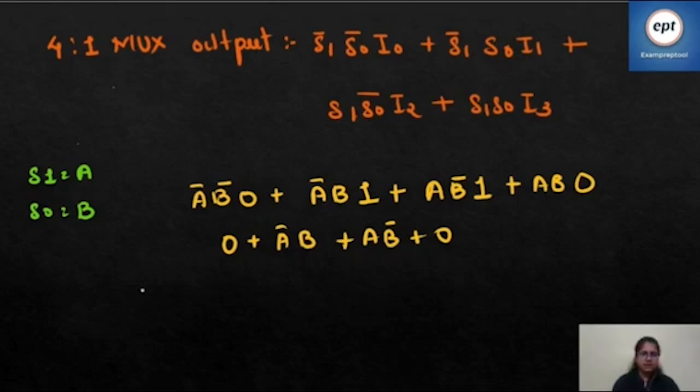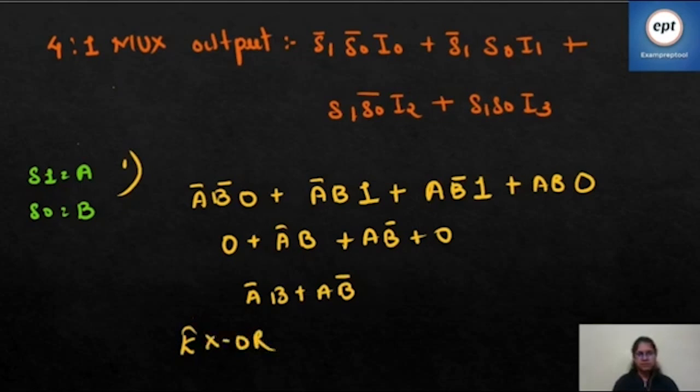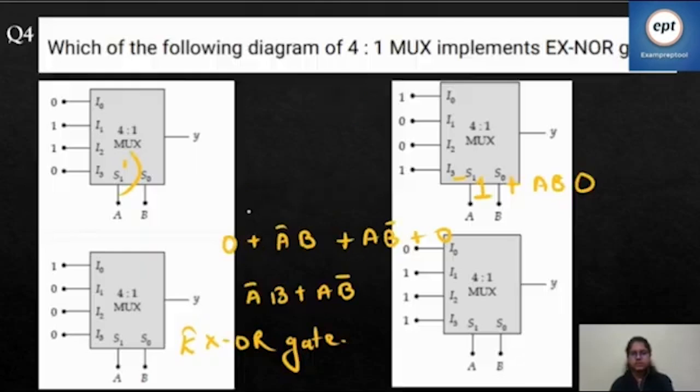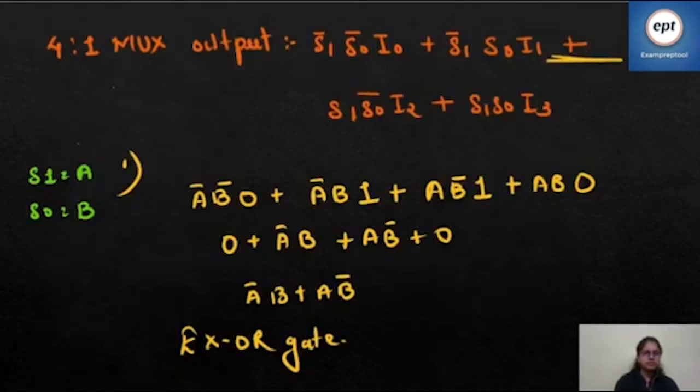So as you can see, this is the option A. So this is actually A bar B plus A B bar. So this is nothing but the XOR gate. Okay, but in the question they have asked for XNOR gate. So this is the option A, which is giving us XOR gate. Okay, so let's see for the XNOR gate now. Okay, so let's see the option C.